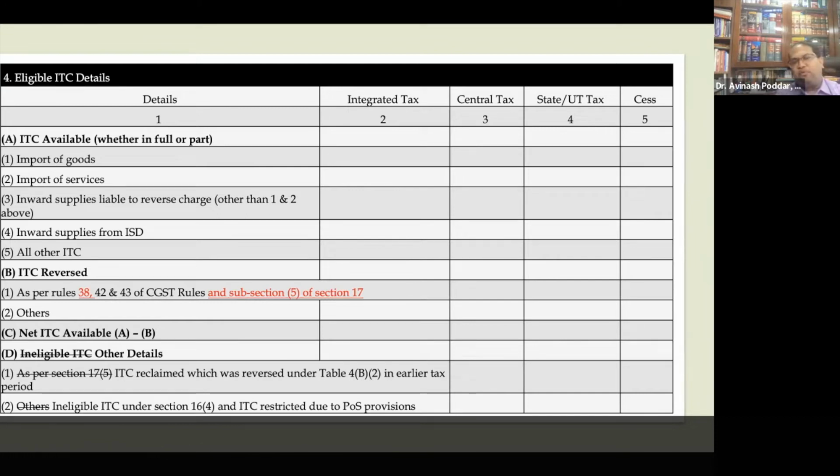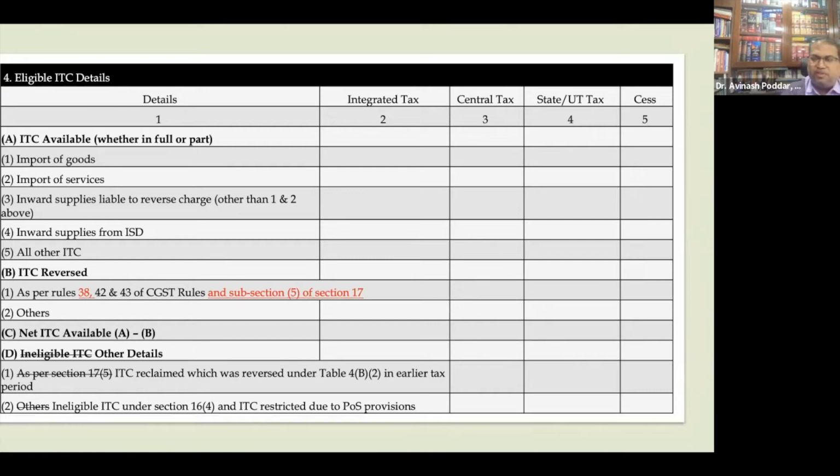प्लस मैं उसको 4D1 में दिखाऊंगा. सो वॉट एवर क्रेडिट्स दैट आई हैव रिवर्स्ड एंड विच इज अलाउड टू बी रिक्लेम्ड has to be shown for the period in which I am reclaiming it in 4A5 as well as 4D1. This is what is being casted on us as a responsibility, as a duty.